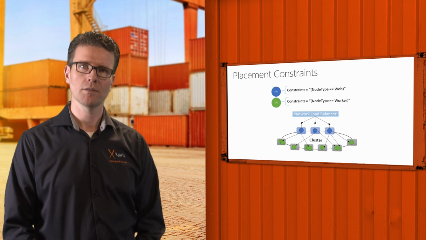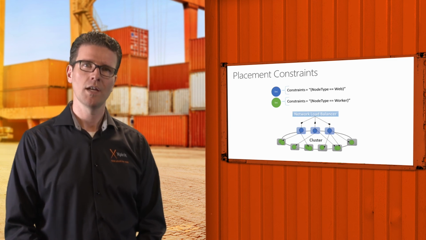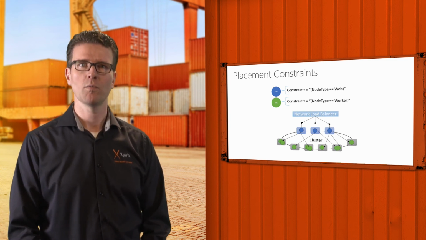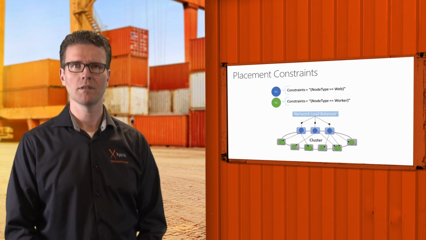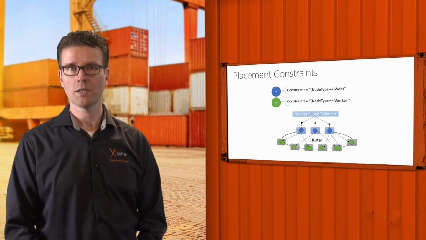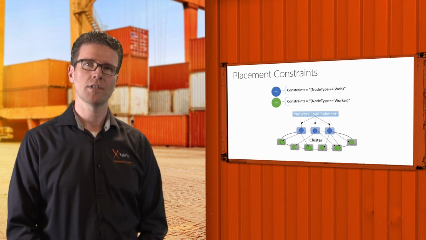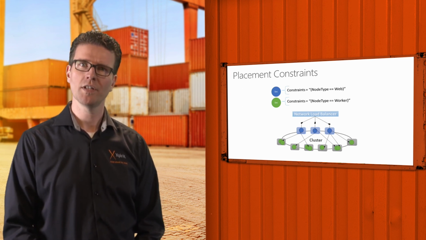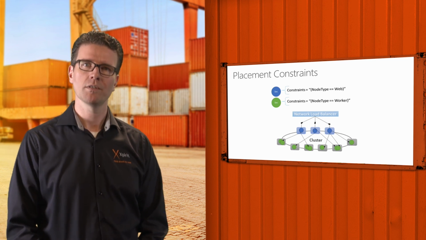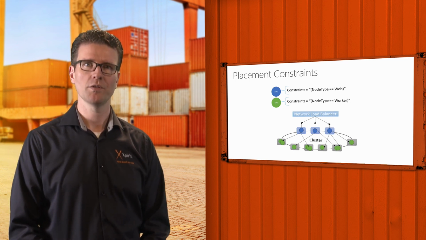Second, add constraint statements to your service. Creating a service that must run on the web pool would have a constraint statement like node type equals web. Service Fabric will take care of the rest. Services that were already running will be moved if needed, and for new deployment, services will be placed on the proper nodes immediately.